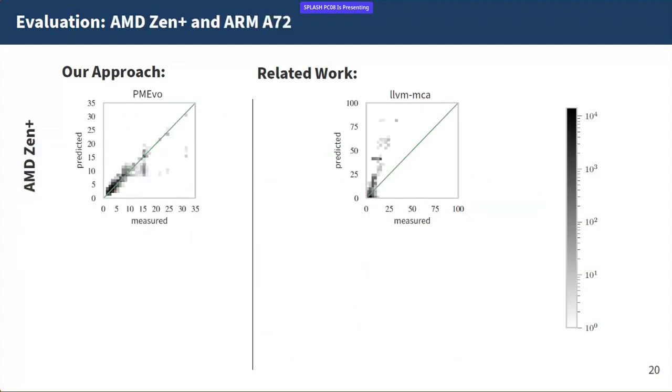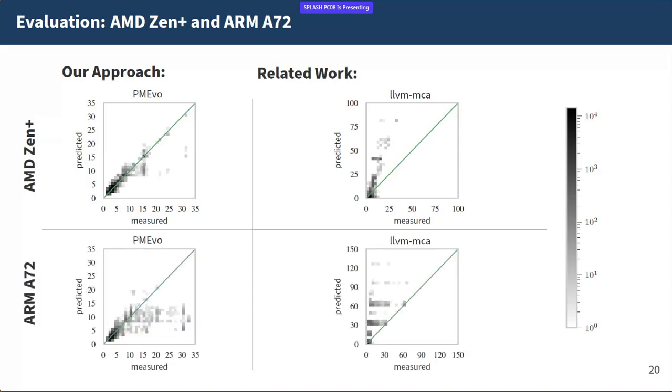For the other platforms, for AMD Zen Plus first, we can only compare against LLVM-MCA because, as I already said, the other tools don't support it. But we can see that the picture for PMEvo still looks somewhat similar to the Intel one, maybe slightly wider around the diagonal line, but still following it somewhat closely. Whereas on the LLVM-MCA side, we can see actually quite drastic overestimations here. Notice the difference in scale. So here, the state of the art was just not very accurate. And yeah, we can get a lot closer there with our approach.